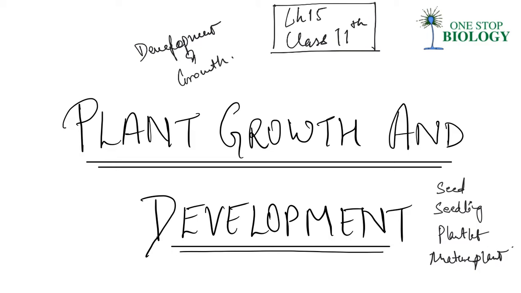Right. So basically, development is the sum of two processes. One is growth and the other one is differentiation. Right. And we are going to discuss both in detail in this chapter and what are the factors involved in this, right? So basically, we can say that a mature plant grows from a fertilized egg, which is a zygote, right?